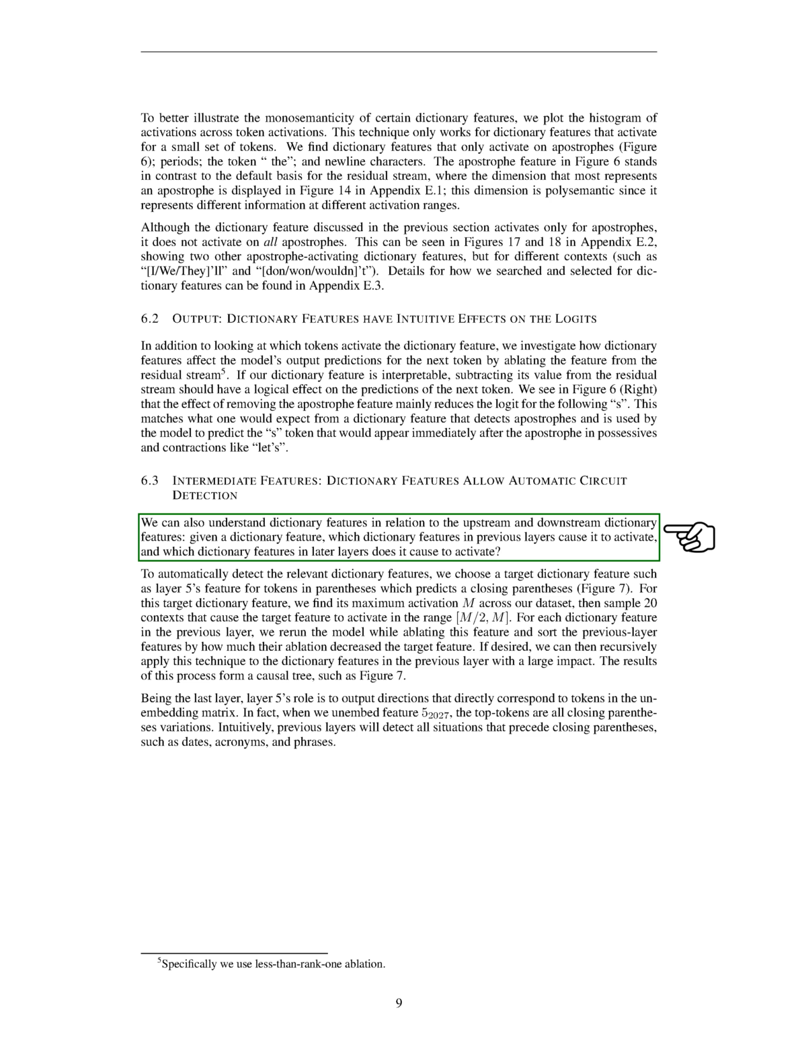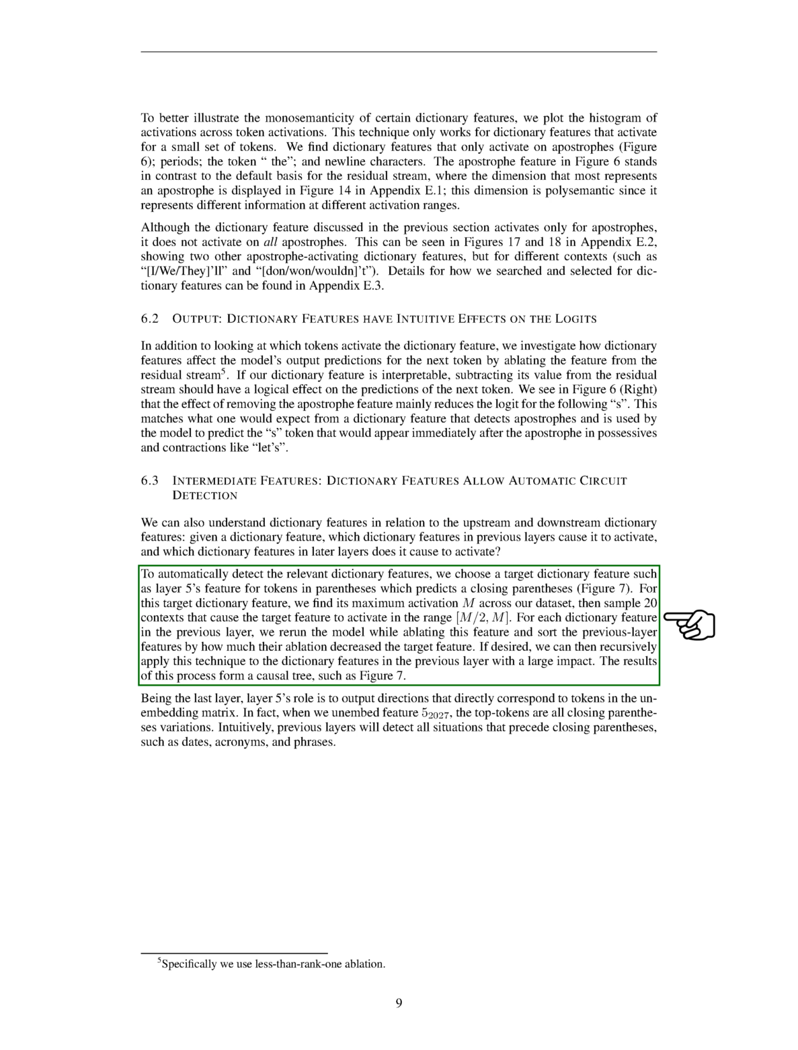We've also been exploring how these dictionary features relate to each other, both upstream and downstream. In other words, we've been looking at which features in previous layers trigger a given feature, and which features in later layers are triggered by it. To identify these related features, we select a target feature, such as the one in layer 5 that predicts a closing parenthesis. We then find the maximum activation of this feature across our dataset and select 20 contexts that activate the target feature within a range of half to the full maximum activation.